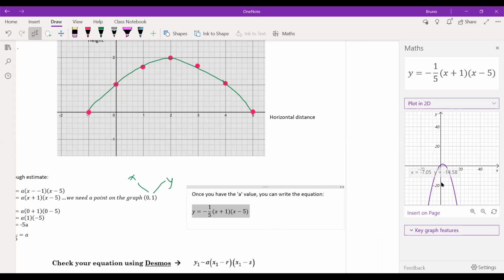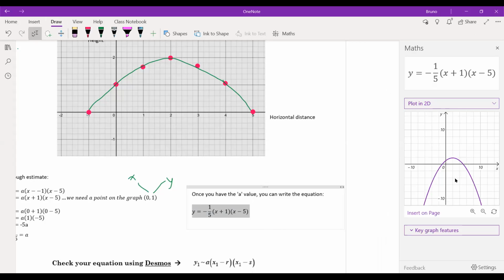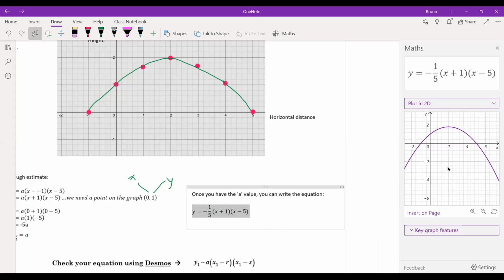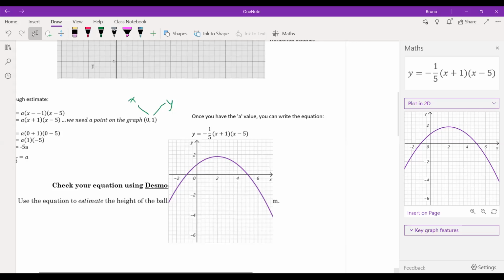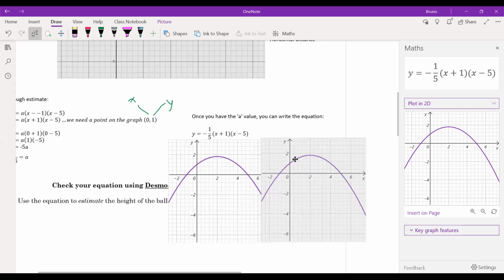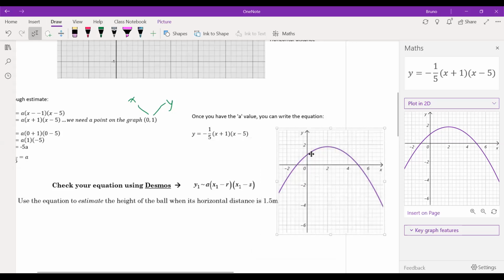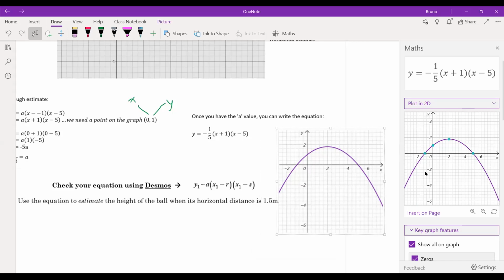Now, the one big challenge here is I got to zoom in quite a bit. So let's see how good we were with finding the zeros. So it looks like my zeros were negative 1 and 5. Let's see what this came up with. So it seems like the zeros here, and I can take a look at some of the key features and show them on the graph.